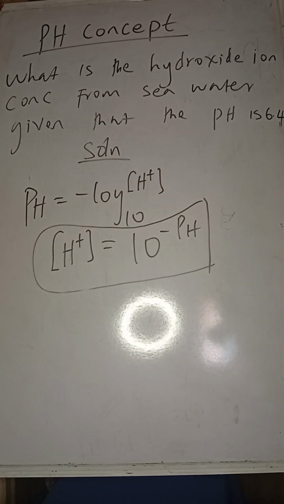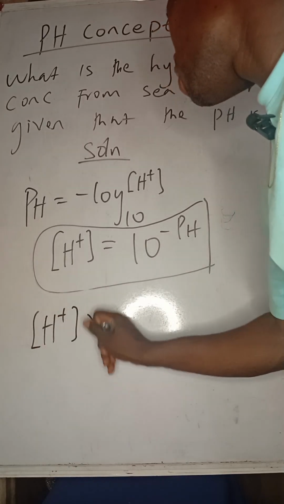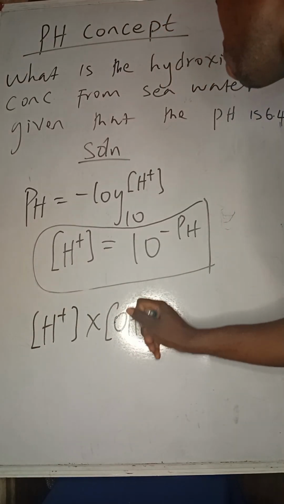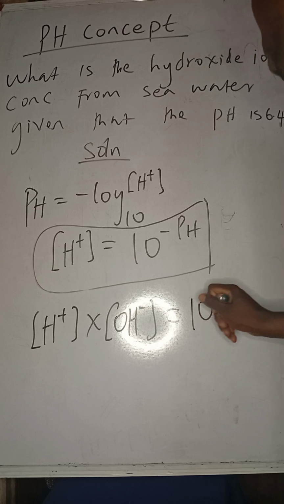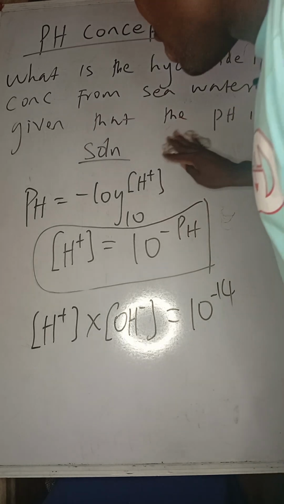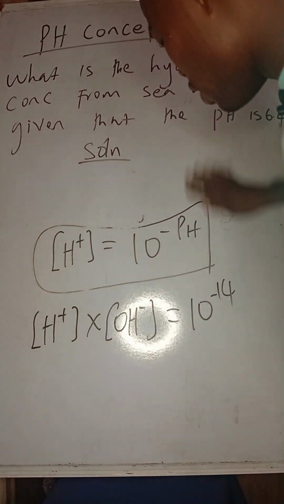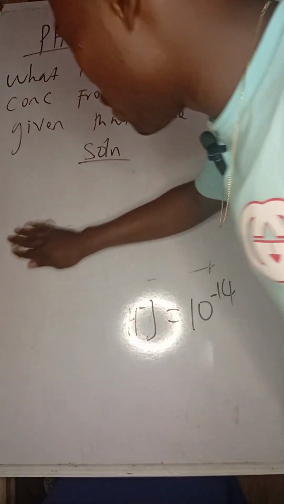Also, another formula we use to solve this question is that hydrogen ion concentration times hydroxide ion concentration is equal to 10 raised to power minus 14. So if we can establish all this, this question is good to go. So now let's quickly start with getting the hydrogen ion concentration.